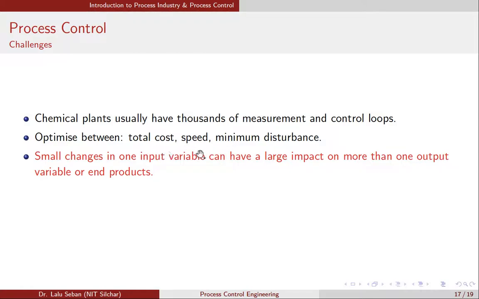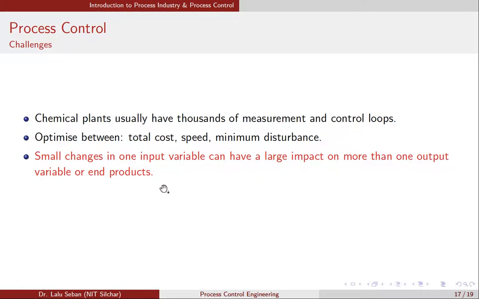In most cases, these are quite opposite actions. When we try to minimize the cost, the speed will reduce. When we try to increase the speed, the disturbance in the output will increase. That means the variation in the output will increase. So we have to optimize all three at the same time. It is a big challenge.